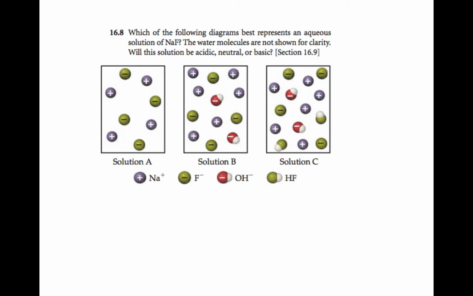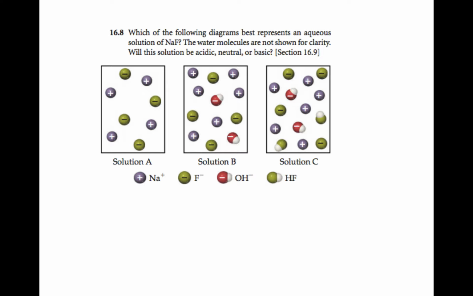All right, first thing to know, right? Fluoride is the conjugate base of hydrofluoric acid. Hydrofluoric acid is a weak acid. So that means that fluoride ion is a significant base. So if I put fluoride ion in water, those fluoride ions will take H's off of those waters to produce hydroxides. So I'm looking at solution C, right?